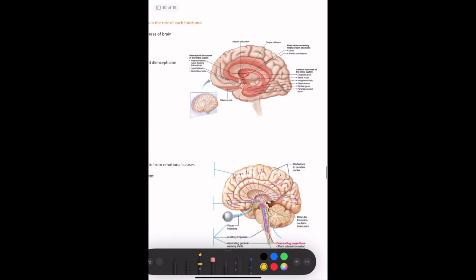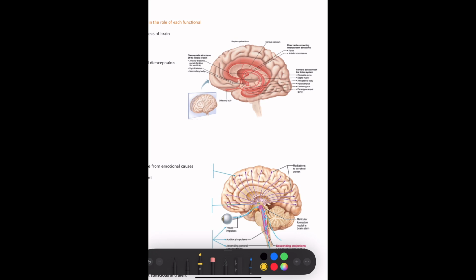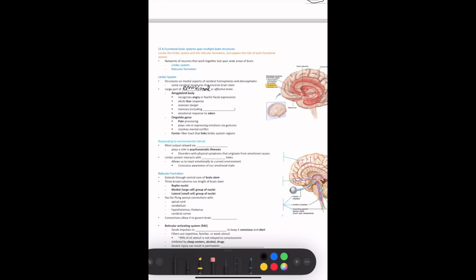So if I zoom in over here, we've got the cingulate gyrus, amygdala, or the amygdaloid body. Other structures to be familiar with include the hippocampus, parahippocampal gyrus, the fornix, including the hypothalamus. So what does the amygdala do?